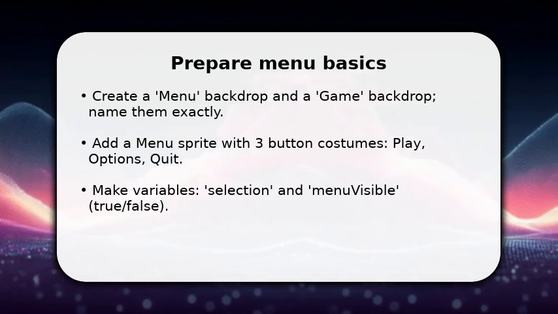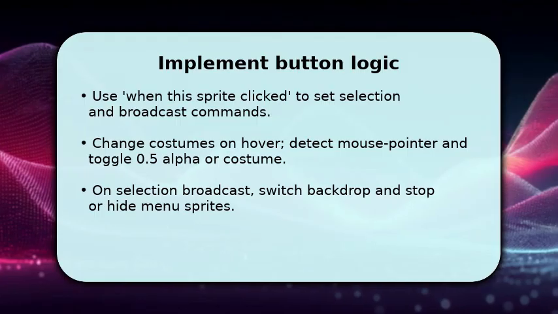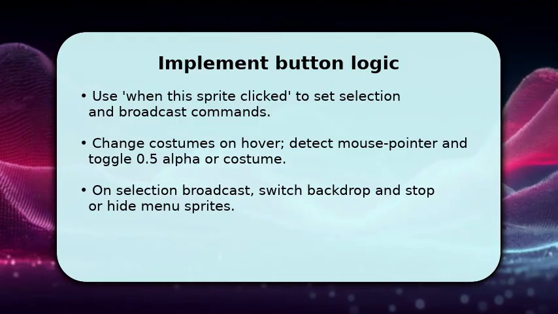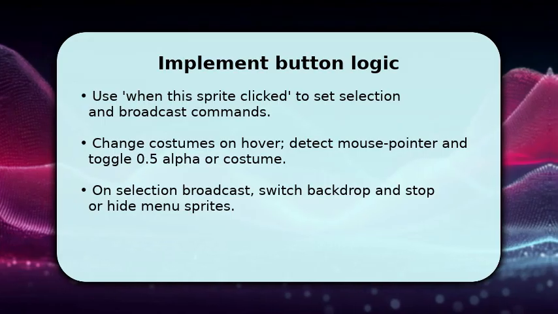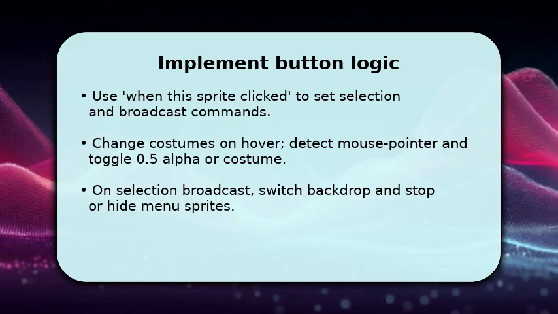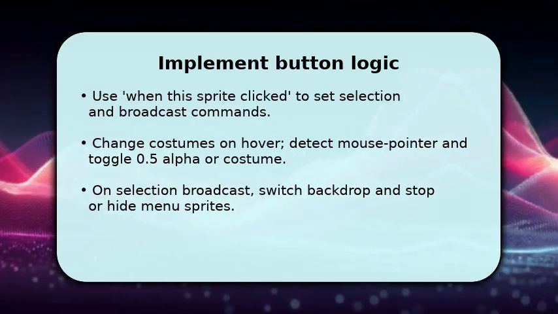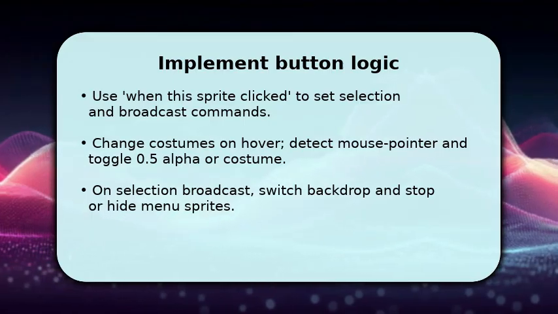On each button costume, add a When This Sprite Clicked block that sets selection to play, options, or quit, and broadcasts a matching message like Start Game. Also implement hover feedback: use touching mouse pointer, and switch costume or set ghost effect to 0.5 for a highlight. Once a button is confirmed, broadcast the corresponding message.